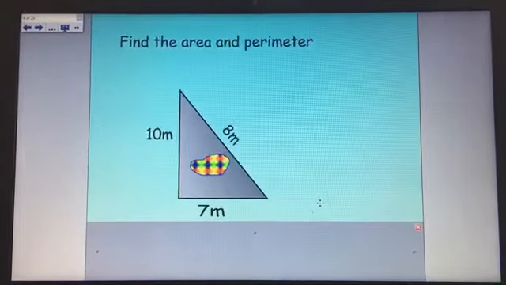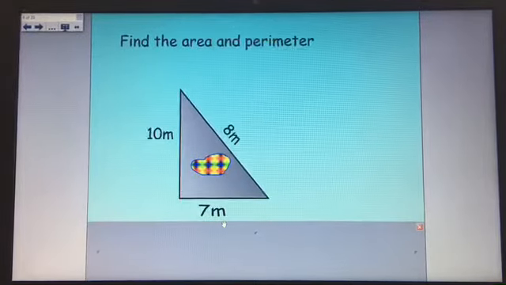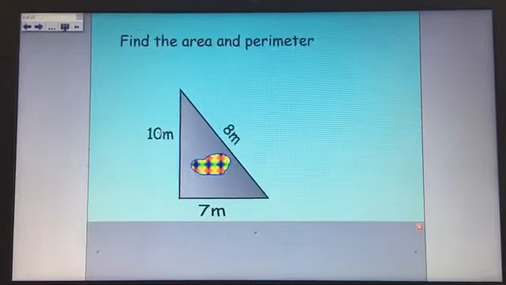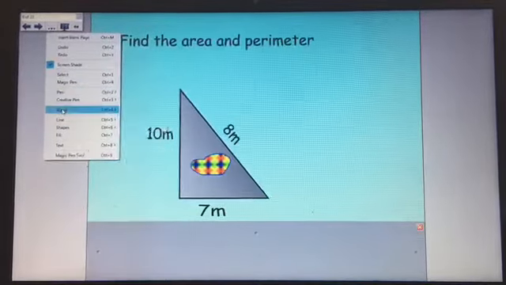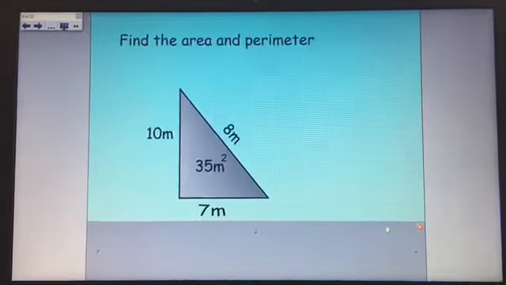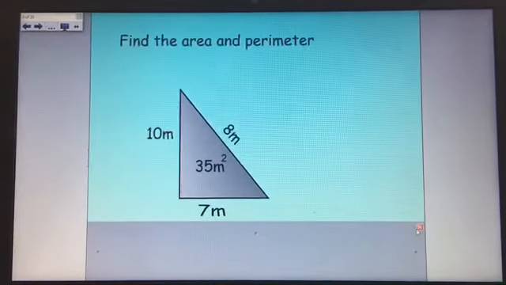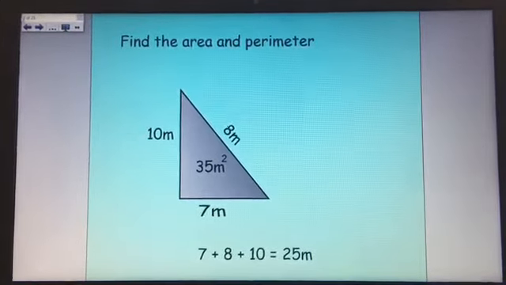Finding area and perimeter. So to find the area, you do the base times height and then half it. So 7 times 10 equals 70. Then you'd half that to make 35 meters squared. Perimeter, 7 add 8 add 10, which makes 25 meters.